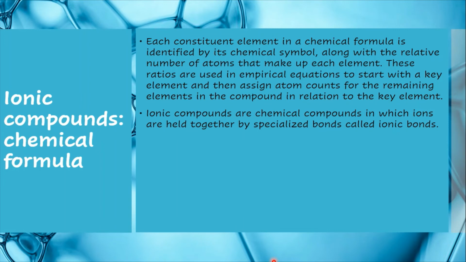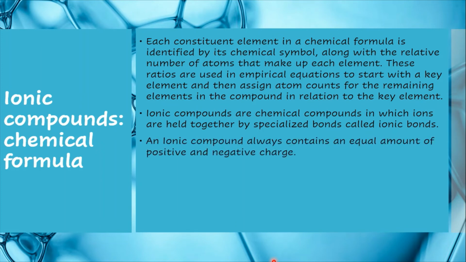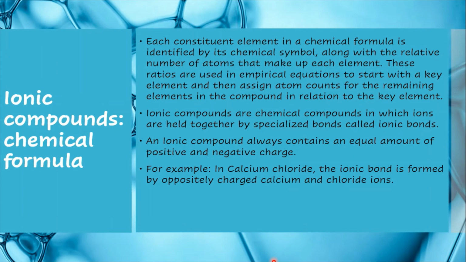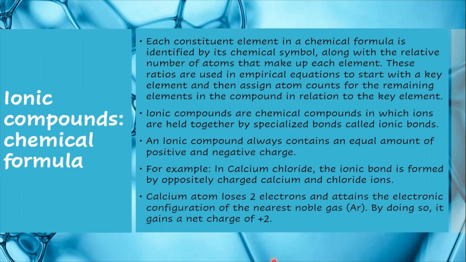Ionic compounds are chemical compounds in which ions are held together by specialized bonds called ionic bonds. An ionic compound always contains an equal amount of positive and negative charge. For example, in calcium chloride, the ionic bond is formed by oppositely charged calcium and chloride ions. Calcium ion loses 2 electrons and attains the electronic configuration of the nearest noble gas Ar. By doing so, it gains a net charge of +2.